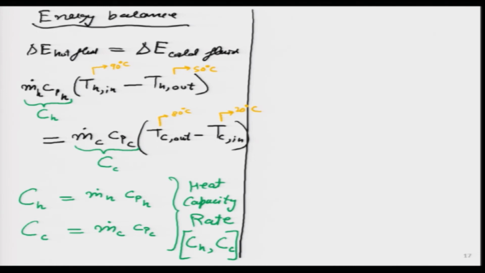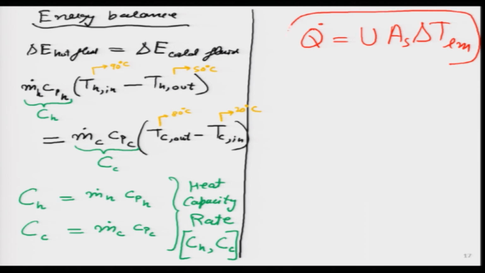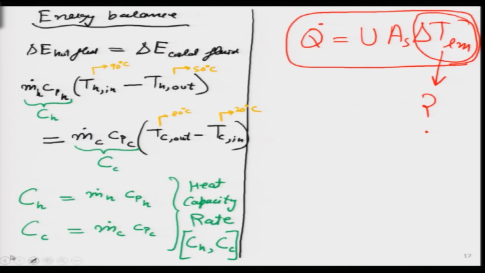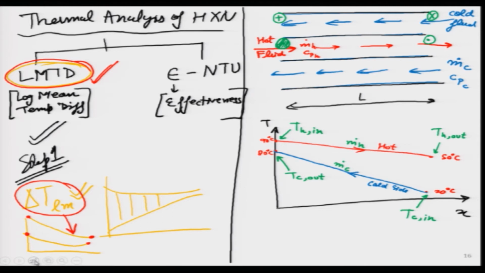Now comes the interesting part. Now, let us look at this particular equation over here. Let me write it in red because I want to figure out this answer. I want to know what the value of the log mean temperature difference is. With that, let us start our method number 1. So, we will now formally start our LMTD method number 1. And why am I asking this question? Because I want to figure out what the value of the log mean temperature difference is.